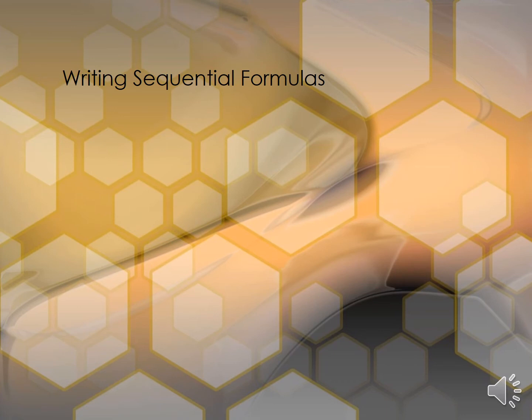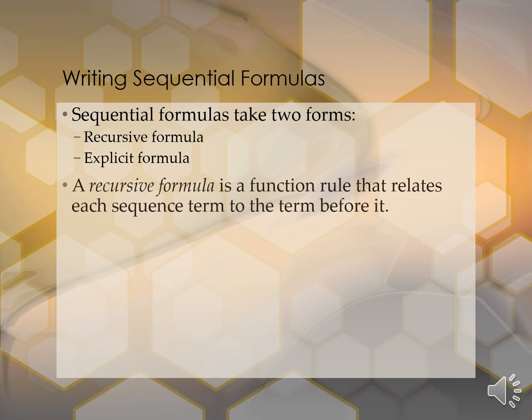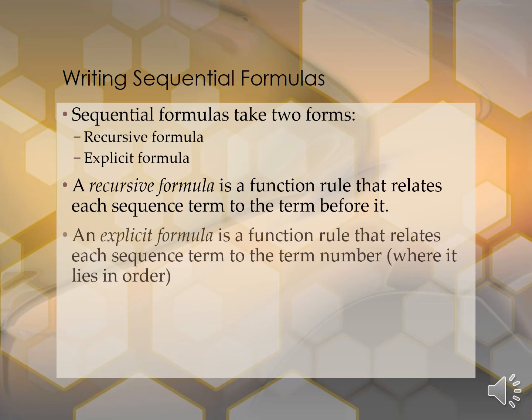Writing sequential formulas can become very difficult. Let's see if we can do this together. Sequential formulas take 2 forms. We have the recursive form and the explicit form. A recursive formula is a function rule that defines itself using the term before it. The explicit form relates to the first term and the common difference.